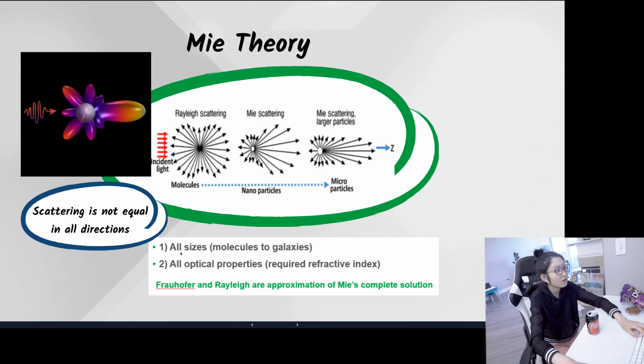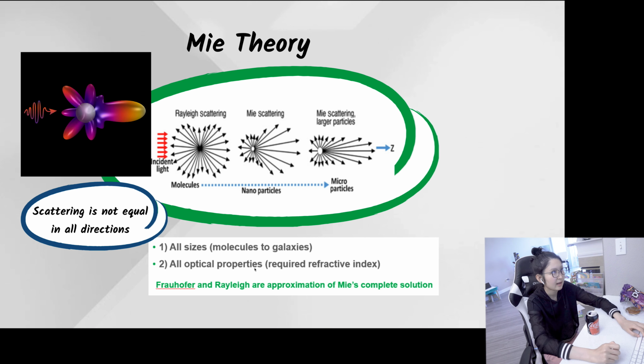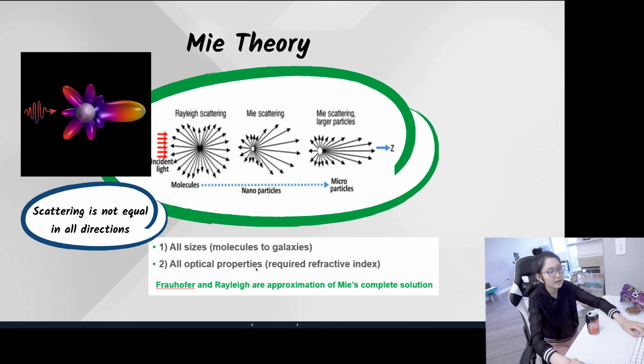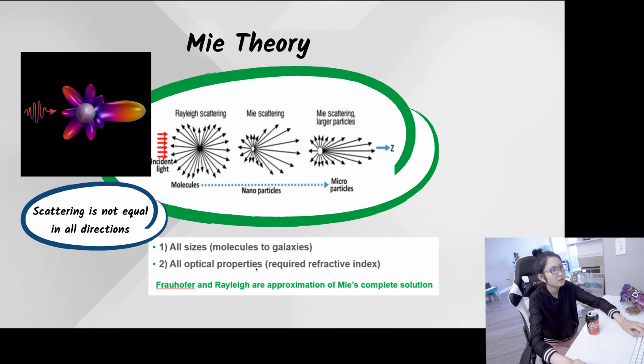It covers all sizes from molecules to galaxies, and it covers all optical properties, and that's why you need to input the refractive index to use the Mie theory. And Fraunhofer diffraction and Rayleigh scattering are really just approximations of the Mie complete solution.